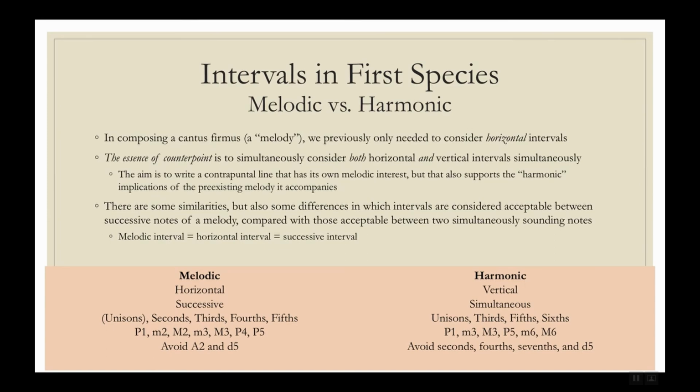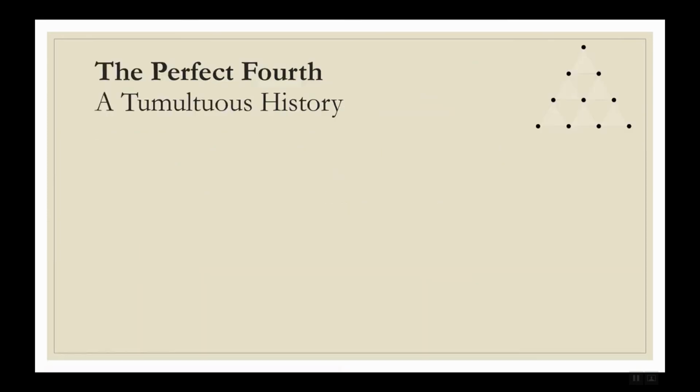Okay. And then thirds, it could be major or minor. Sixths, it could be major or minor. So that gives you perfect unison, major or minor third, perfect fifth, major or minor sixth. You're going to avoid all seconds, all fourths, all sevenths, and the diminished fifth. So I know that you guys are wondering, hey, what happened to the perfect fourth? It seemed so perfect last presentation, and now all of a sudden people don't like it anymore. Well, don't you worry your little hearts, because I'm going to tell you all about the fourth.